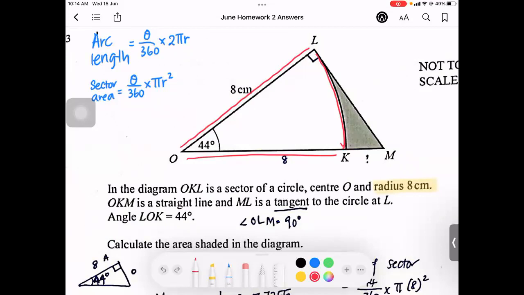Next, they say OKM is a straight line. ML is tangent to the circle at L. First keyword, tangent: perpendicular to my radius, a circle property. It looks unimportant, but it tests your conceptual understanding. So this is a tangent, perpendicular to the radius. At L, I need to join the radius to the center of the circle O. Therefore, this is my 90-degree angle.